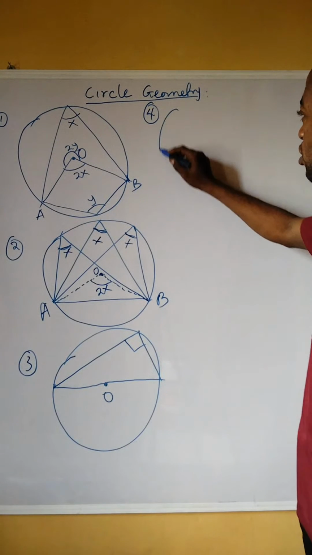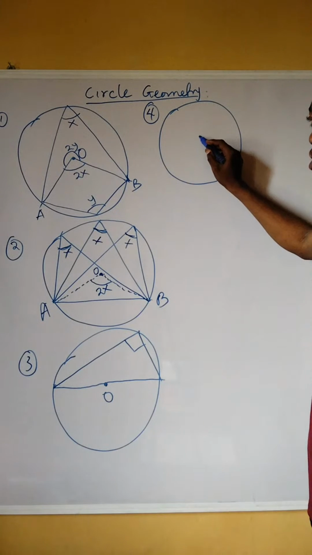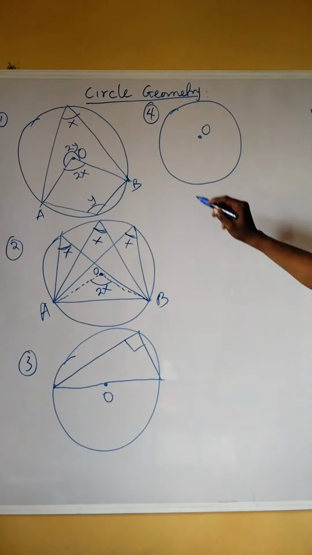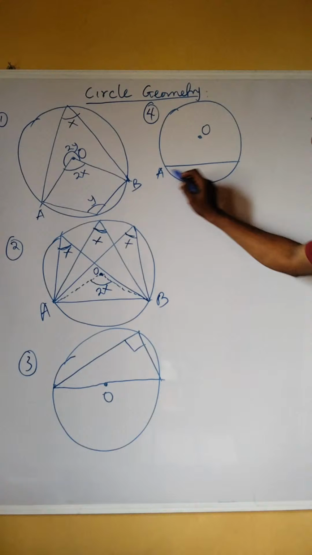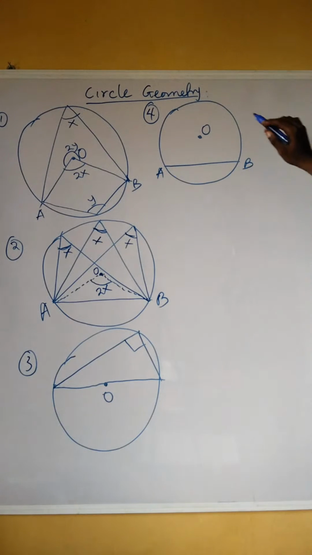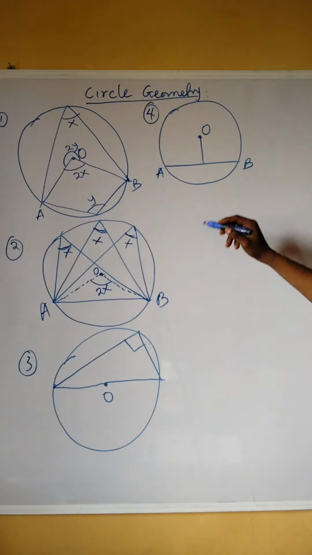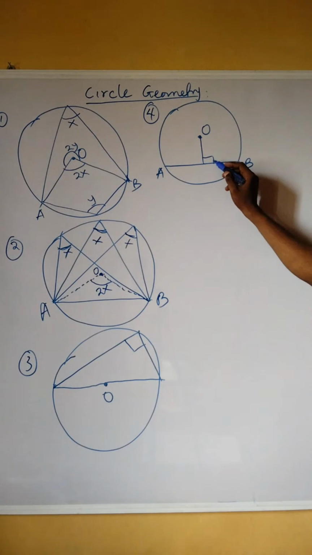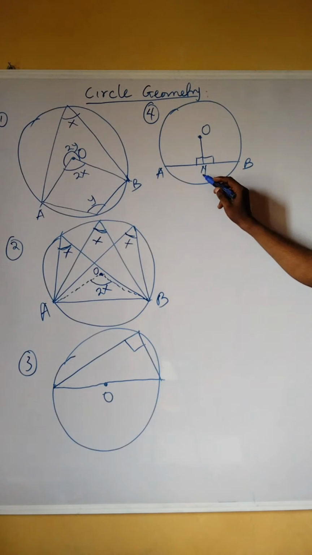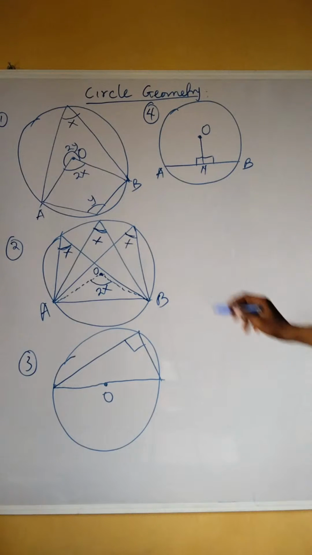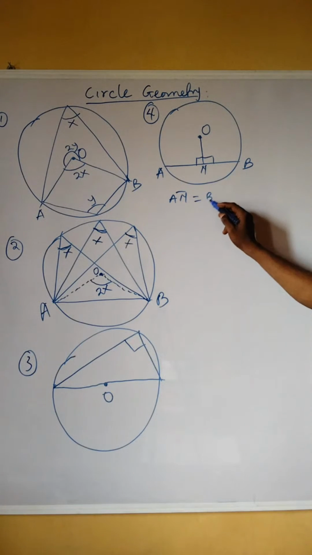Let's look at another one, number 4. The theorem says a line drawn from the center of a circle to a chord, let's say chord AB, is perpendicular to the chord and also bisects the chord. Let's label this point N. This means we have line AN equals line BN. So that's the theorem.